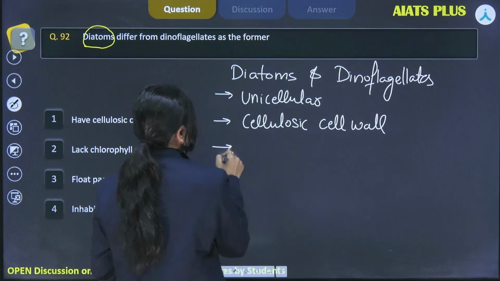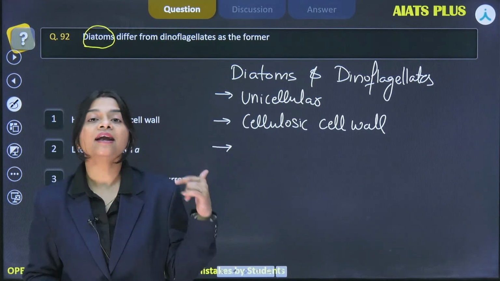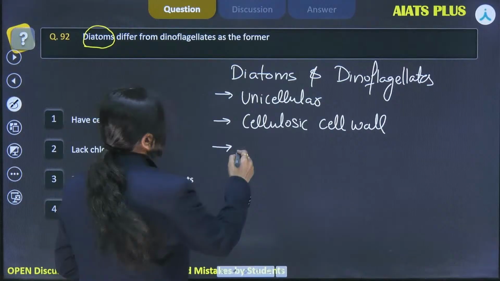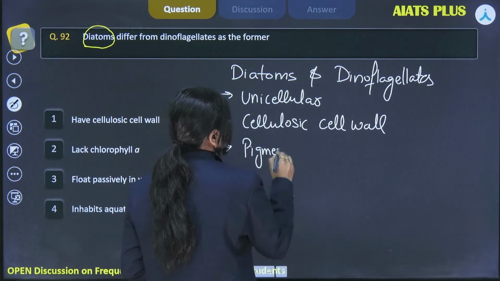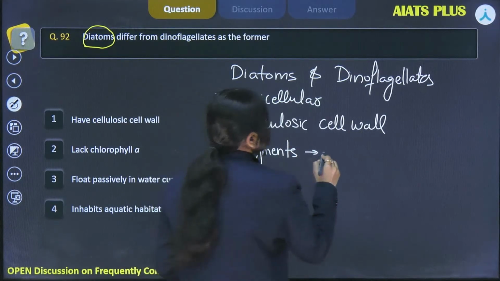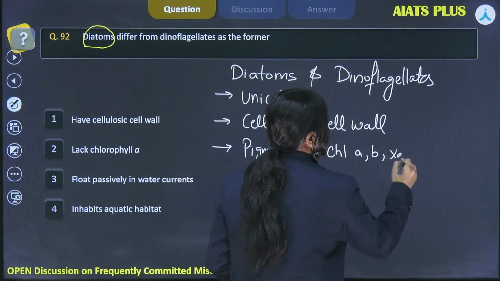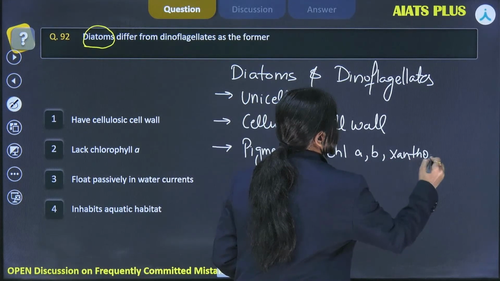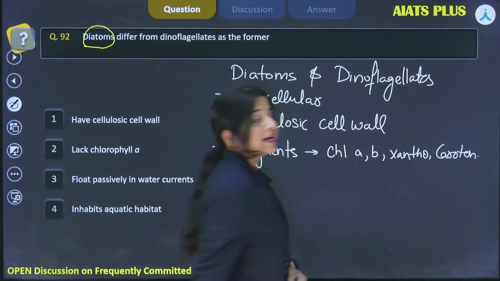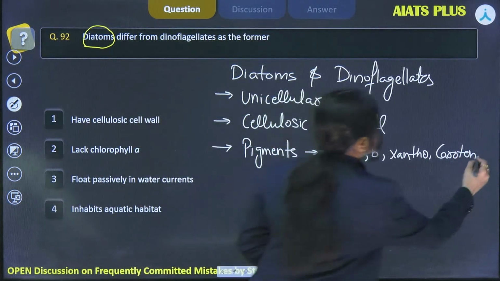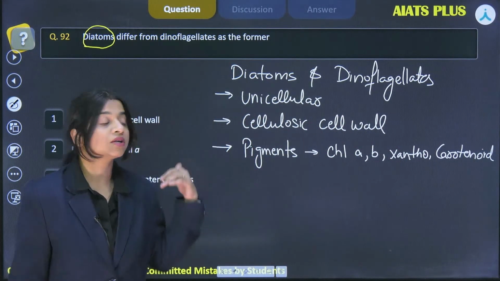Then the third characteristic is both of them are photosynthetic, right? So they have pigments. The pigments that are present are chlorophyll A, chlorophyll B, xanthophylls, as well as carotenoids. So these are the pigments that are found in both of them. This is again a common characteristic feature.